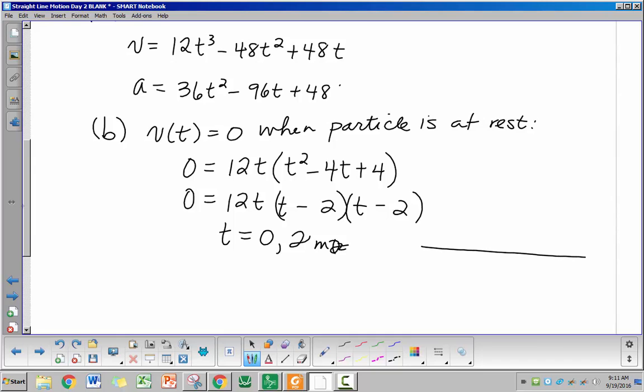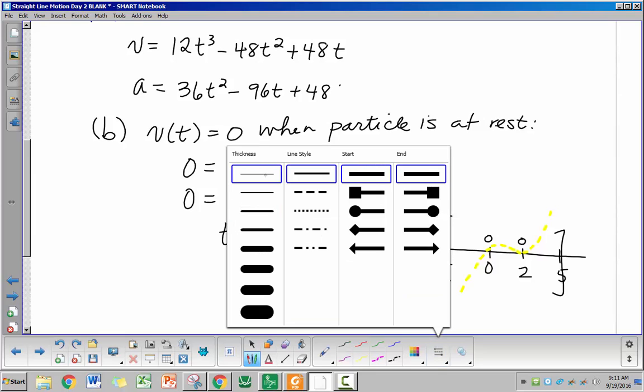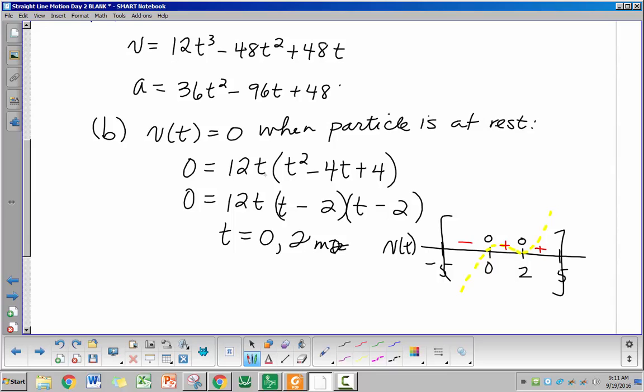Now I'm going to do a sign chart because it's going to help me maybe with future questions. So it goes from -5 to 5, right? And it has a 0 at 0 and at 2. What is the graph of this velocity? It looks like a cubic, right? And it bounces at 2 with a positive end behavior like this. So it's going to go like this. And if I were to do a sign chart, I know it's negative, positive, and then positive, right?